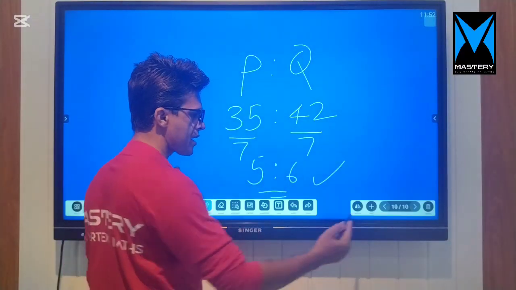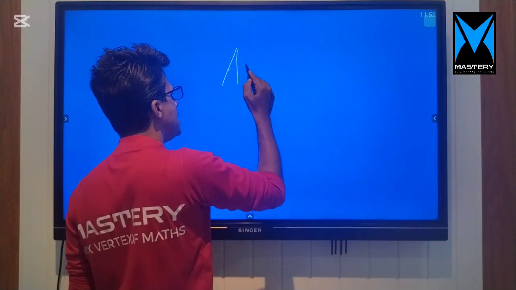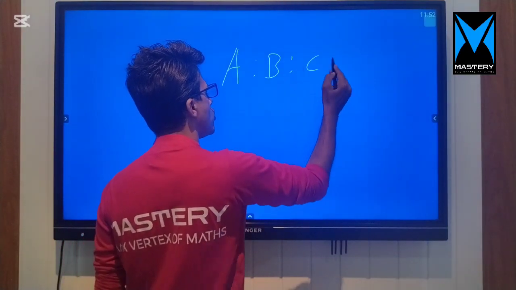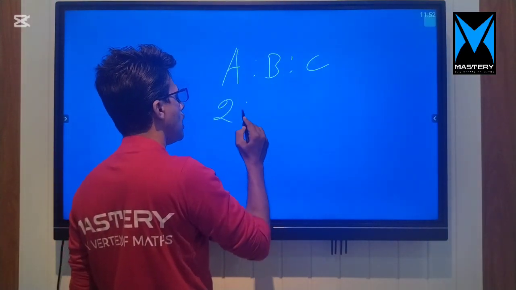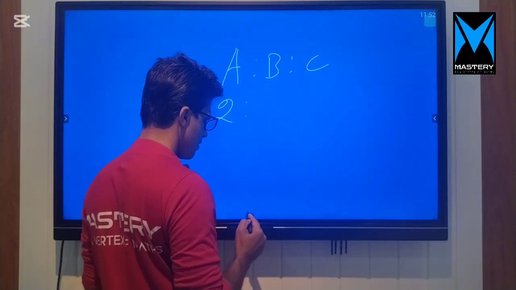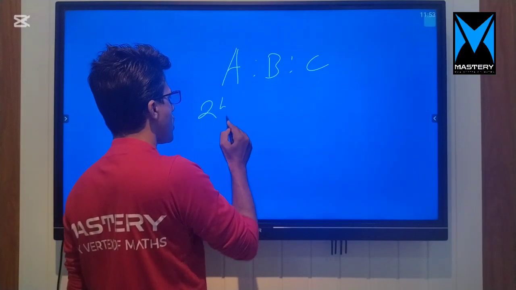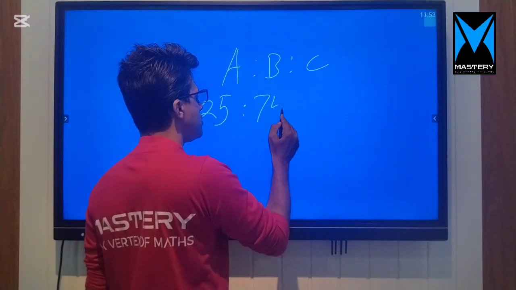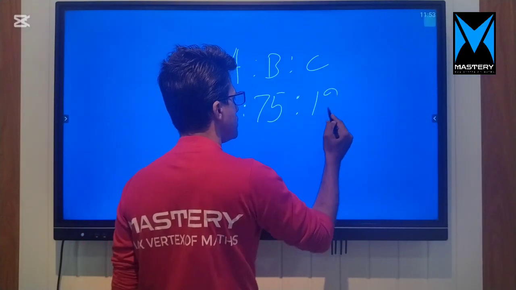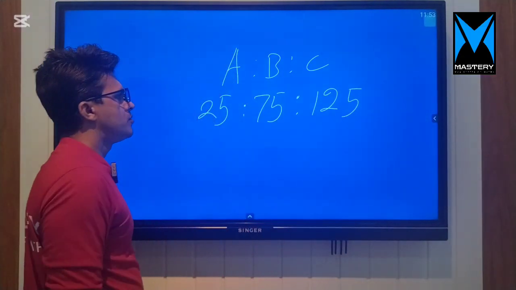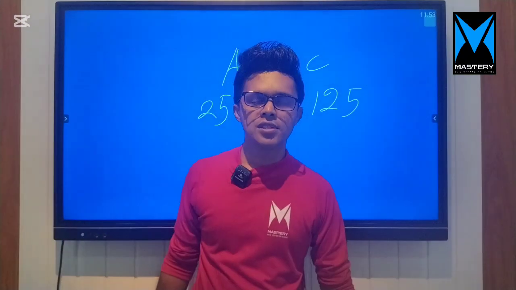So, what did we do right now? We were given the divided amounts, and we wrote those amounts in the simplest form as a ratio. Then here 25, 75 and 125. You need to write these values also in the simplest form.